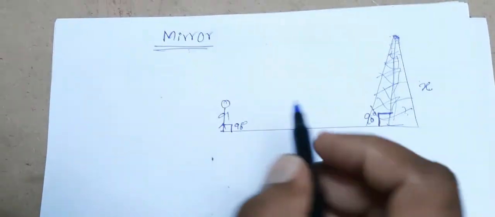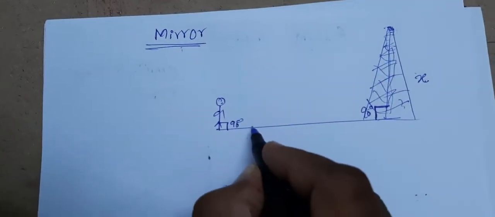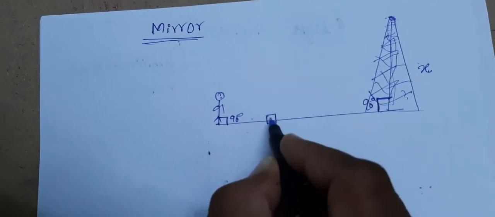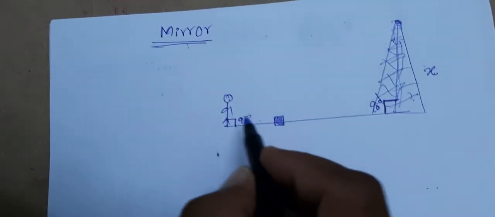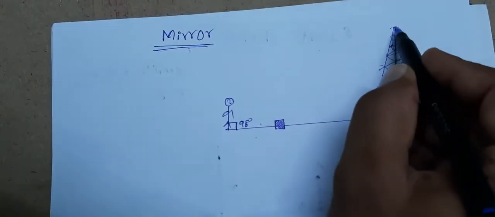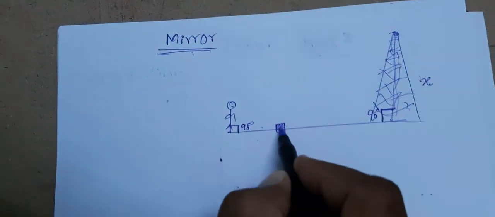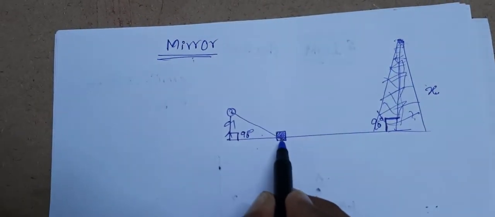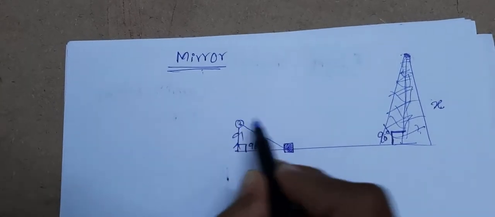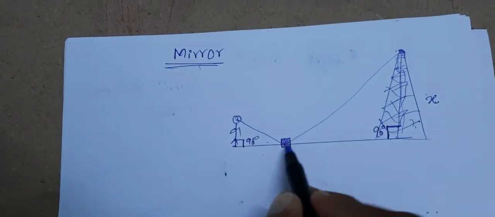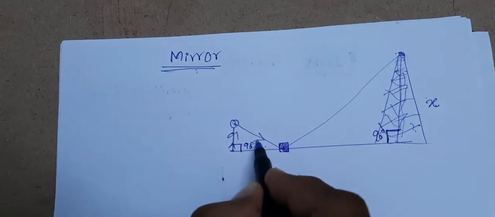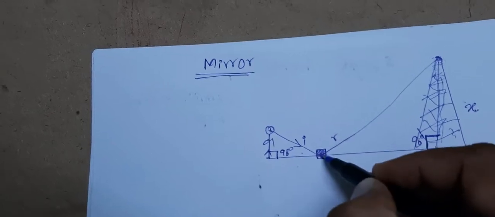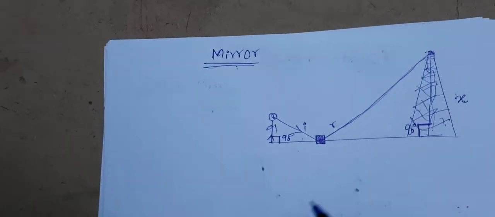mirror, right? This person adjusts the mirror on the ground, suppose at this point, and he is observing the top of the tower in this mirror. So he is looking towards the mirror so that he gets the top of the tower in the mirror, right? That means the angle of incidence I equals the angle of reflection R. So now see, we'll get one triangle here.